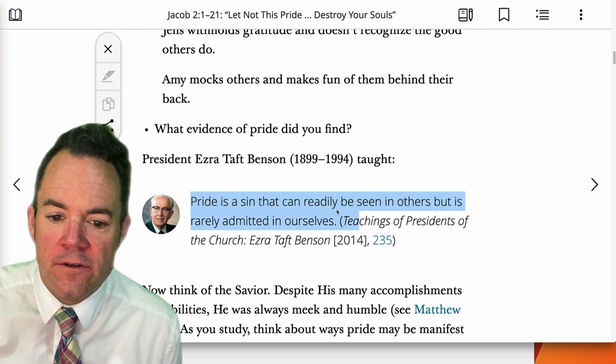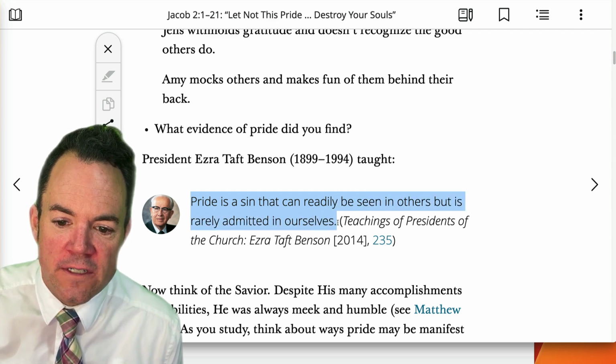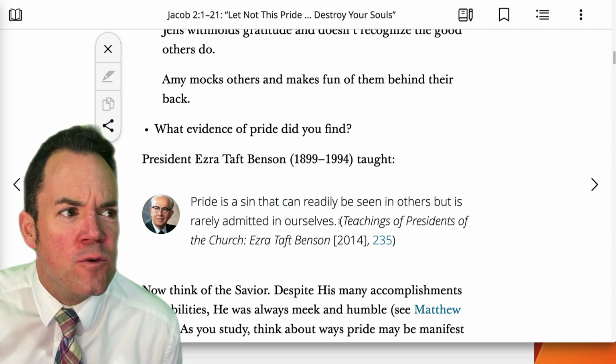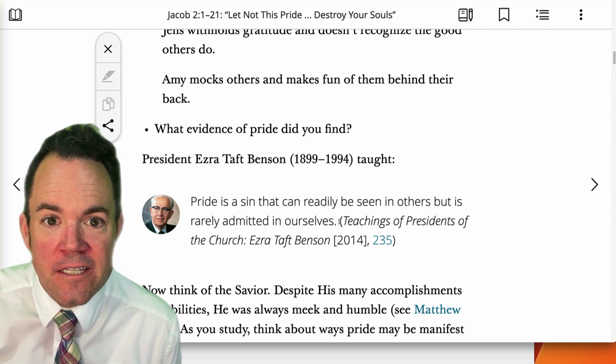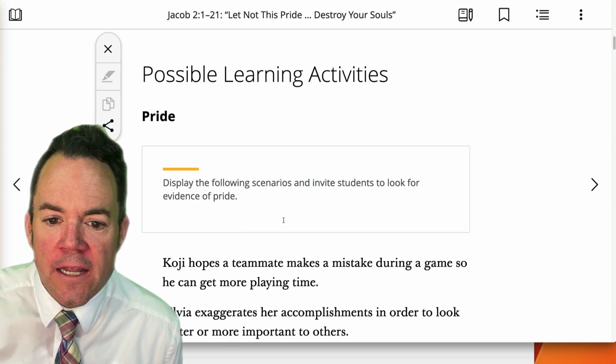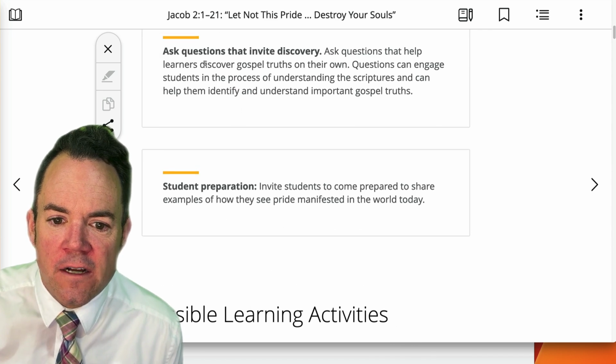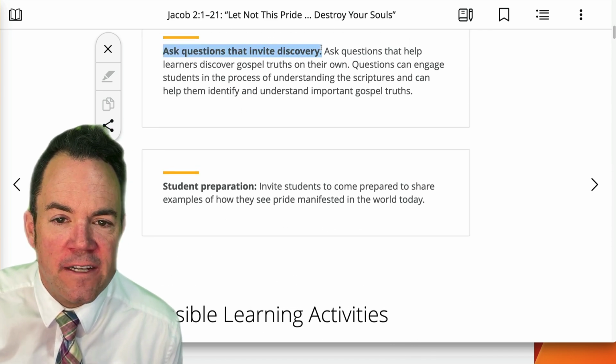"Pride is a sin that can readily be seen in others, but is rarely admitted in ourselves." And why do you think that is? Why is pride so difficult to detect in ourselves, but we can so easily detect it in other people? And again, it all goes to this idea of asking questions that invite discovery.